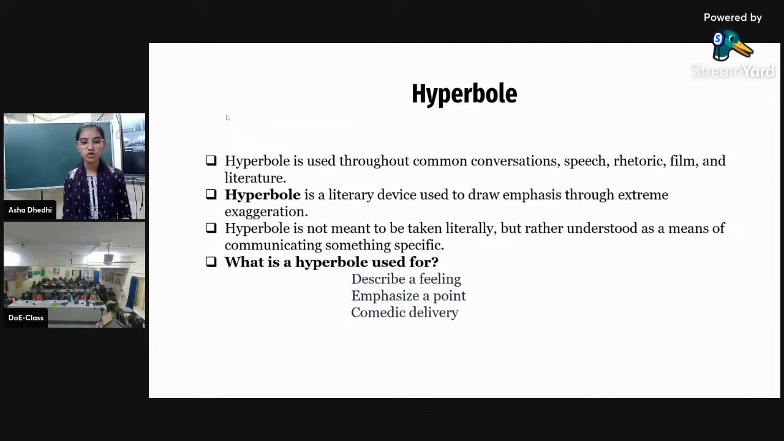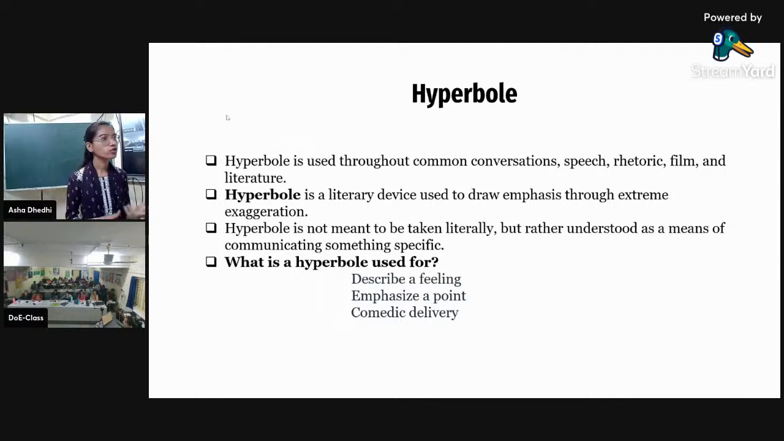Okay, next literary device: hyperbole. Hyperbole is used throughout common conversation, speech, rhetoric, film, and literature. This term is normally used in speech within rhetoric. It can also be used in film dialogue. Hyperbole is a literary device used to draw emphasis through extreme exaggeration. So if you are expressing your feelings, your emotions, whenever you are exaggerating your emotions, then it would be considered as hyperbole.